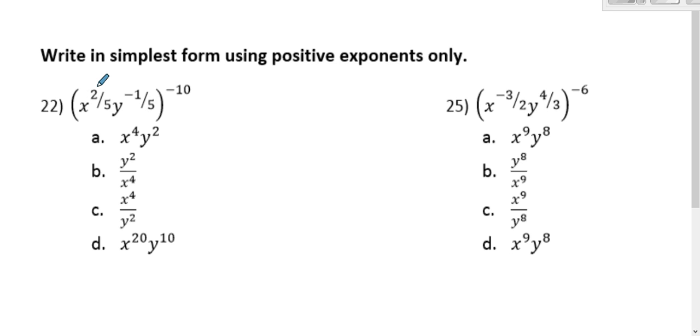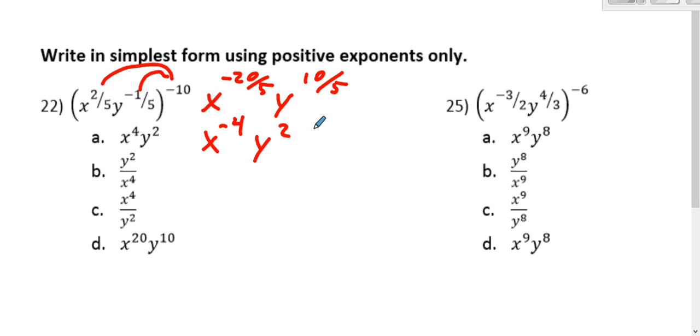So, for these, you got to use the exponent rules, which means power to a power. Right here, we've got an exponent outside parentheses, which means we distribute that power. And you multiply them. So 2/5 times negative 10, that'll be negative 20 over 5. And then negative 1/5 times negative 10, 1 times 10 is 10 over 5. Negative 20 over 5 is negative 4. 10 over 5 is 2.